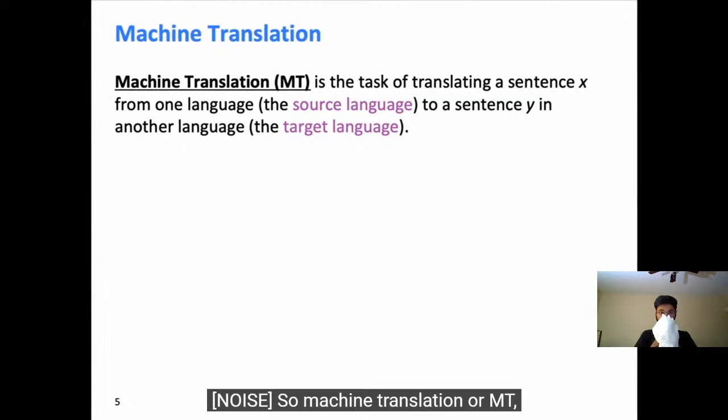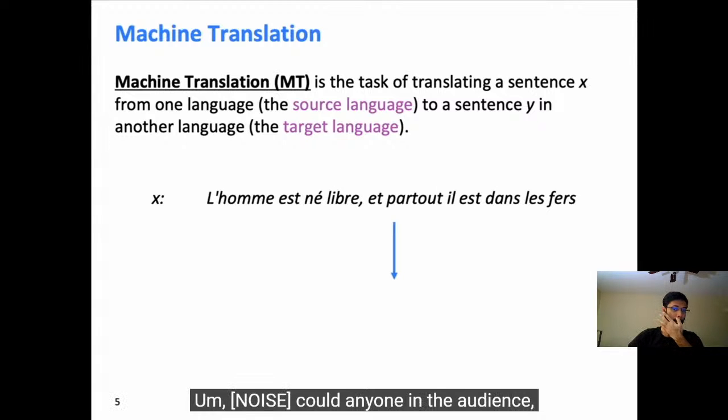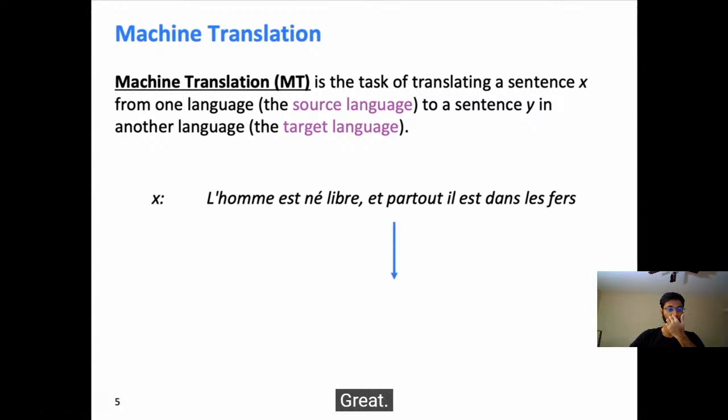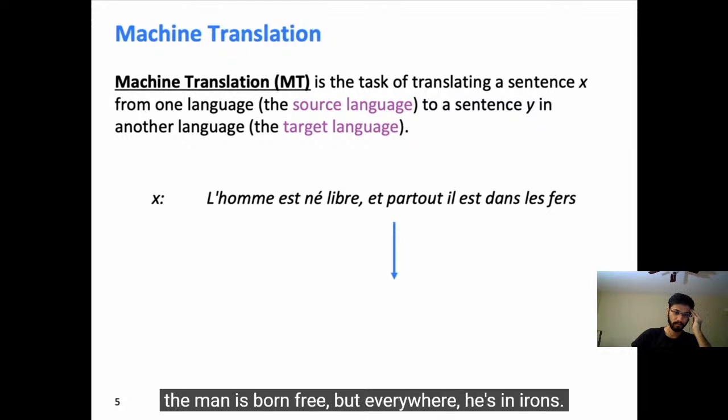So machine translation, or MT, is the task of translating a sentence X, which we call the source language, whatever language you're translating from, into a sentence Y, which is in another language which we call the target language. So here's an example. Let's suppose X is this French sentence. Could anyone in the audience, a French speaker, translate this to English for us? Yes. The man was born free, and everywhere he is in irons. Great. So that was something like, the man is born free, but everywhere he is in irons.